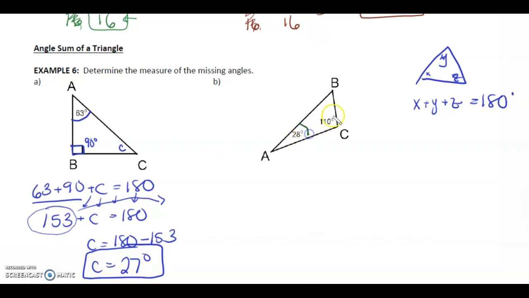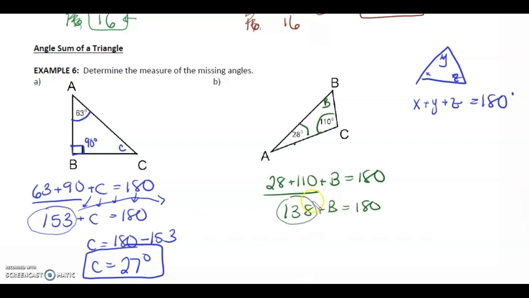Okay, so in B, we have 3 angles. We have 28, 110, and B. So we know that 28 plus 110 plus B is going to equal 180 degrees. Okay, so 110 plus 28 is going to be 138. And we're going to take that number and we're going to bring it over to the other side, and it is going to become negative 138. Okay, so 180 minus 138 is going to give us 42 degrees.